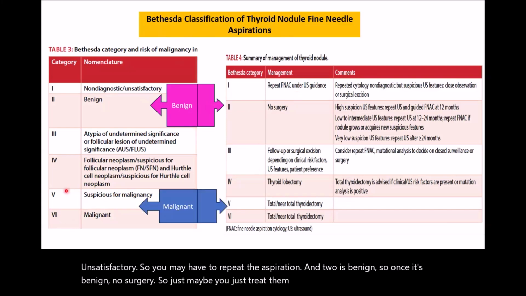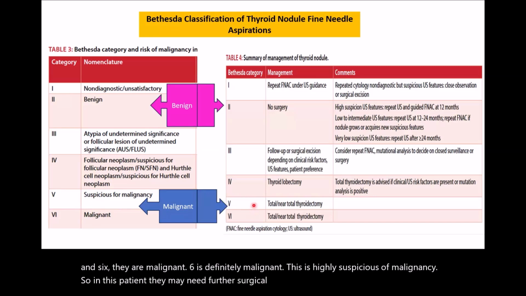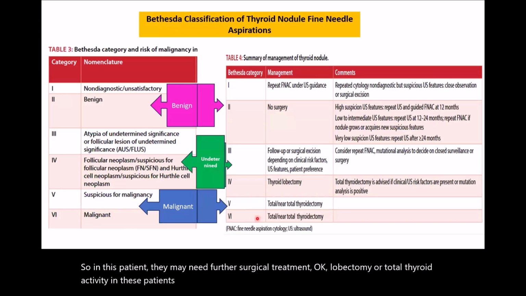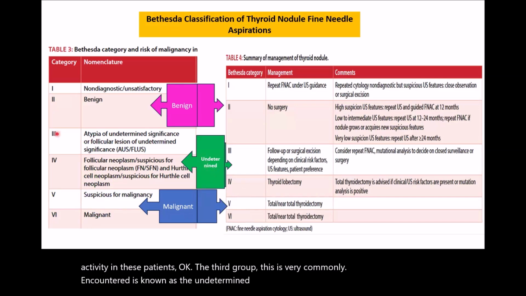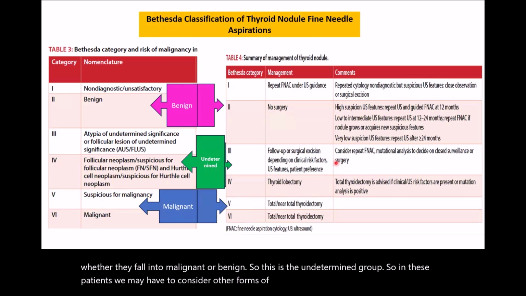The other group is 5 and 6, they are malignant. 6 is definitely malignant, and 5 is highly suspicious of malignancy. So in these patients, they may need further surgical treatment, lobectomy or total thyroidectomy. The third group, which is very commonly encountered, is known as the undetermined group, 3 and 4, where you are not sure whether they fall into malignant or benign. So in these patients, we have to consider other forms of investigation to decide whether it is malignant or not.